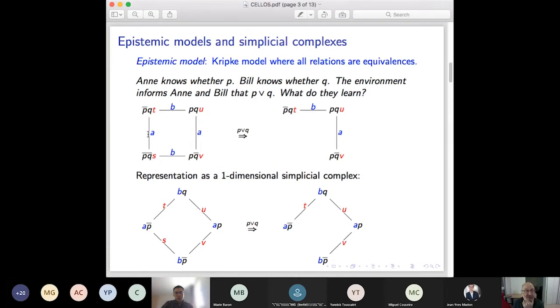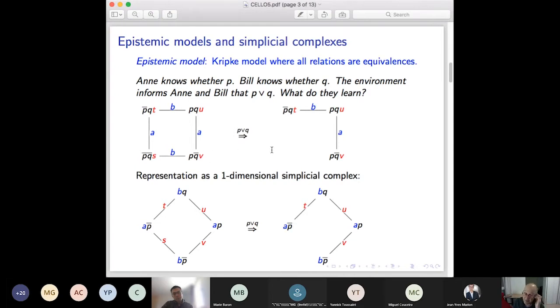So A cannot distinguish between these two states, but that means that A knows that P is false because P is false here and there. Here A knows that P is true, here B knows that Q is true, here B knows that Q is false. And so A knows the truth about P and B knows the truth about Q. Then after the public announcement of P or Q, we have this restriction of the model where in this particular state where P is true and Q is false, agent B now knows that P is true. And so B has learned something. There's no longer an alternative where P is false.